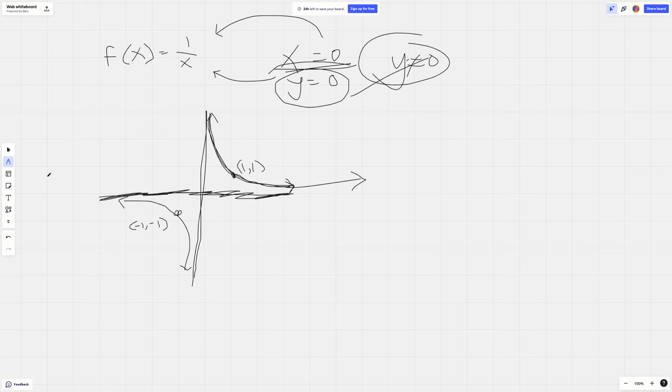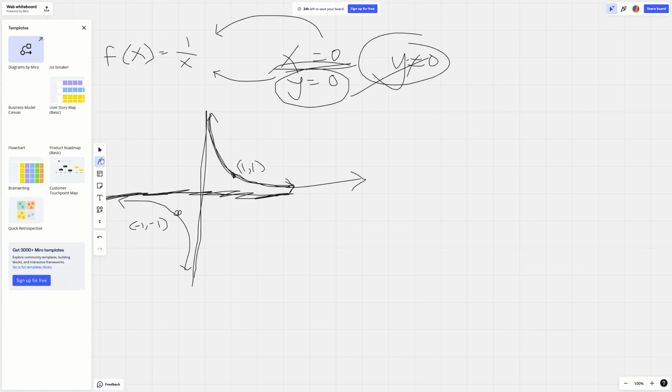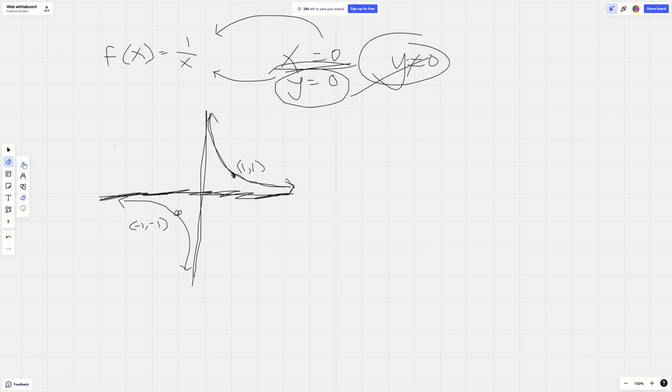right-hand side. Sorry, that's a horrible representation. Let me just get my eraser. Oops. This is a new UI for me as well. Anyways, okay. So as x gets larger and larger to the right of the coordinate plane, my y values are getting smaller.